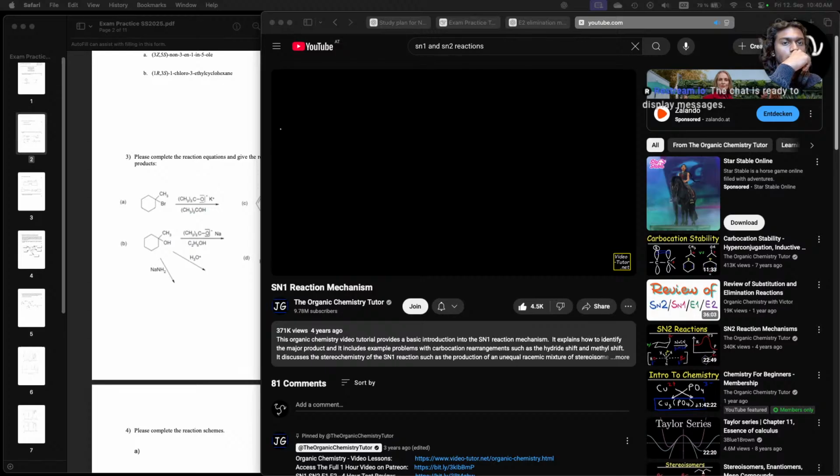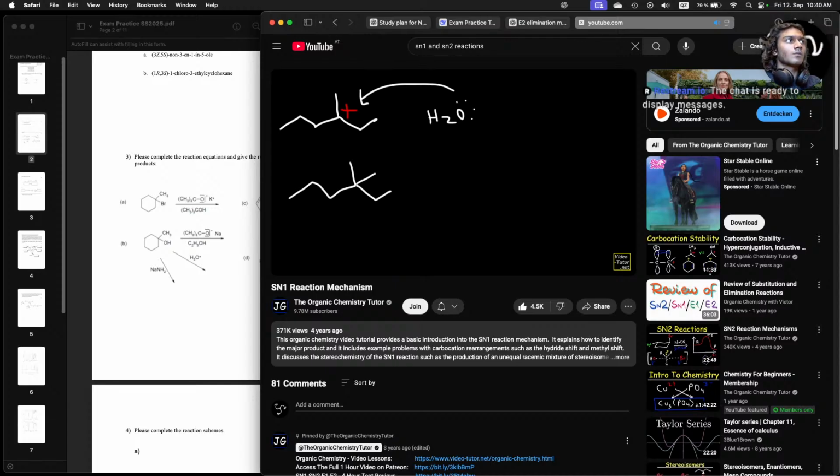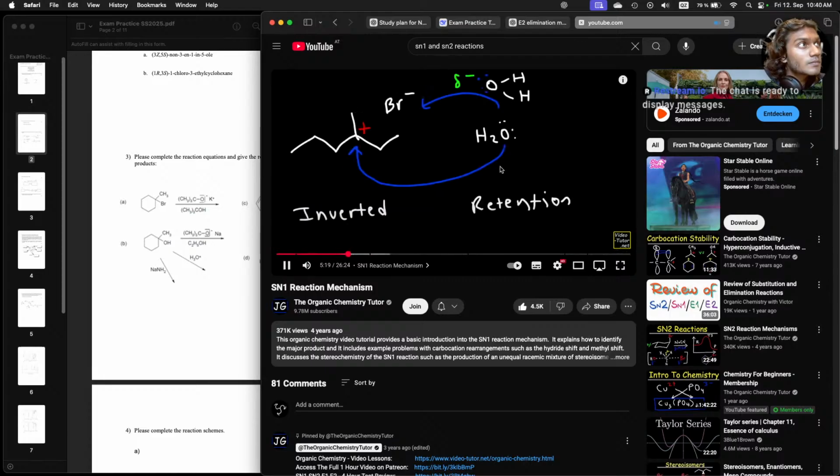Now, let's finish the mechanism for this reaction. So once water comes in and attacks the carbocation, we are going to get an oxonium ion, to the carbocation, or the carbon with the positive charge.